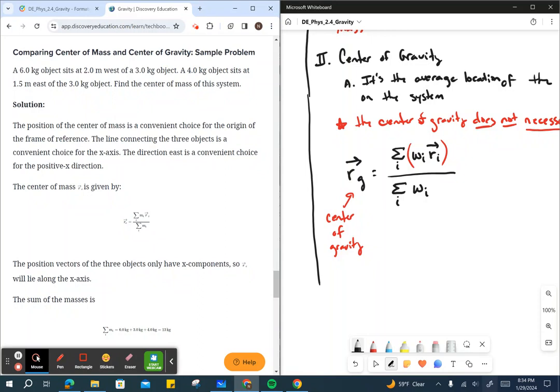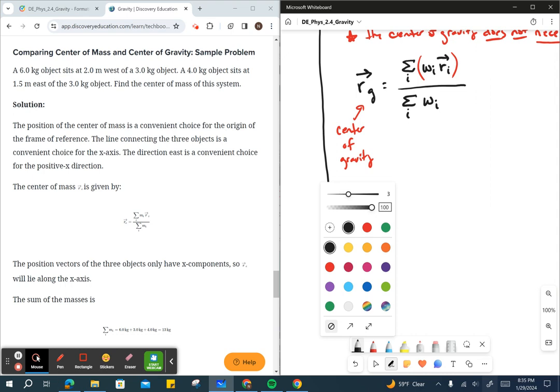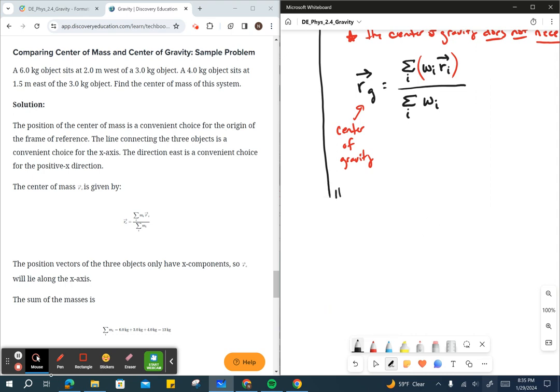So in this particular problem, comparing the centers of mass and the centers of gravity, they give you this. I'll go ahead and take the time to work through this problem with you guys. Okay, so Roman numeral 3. We have a sample problem. A 6-kilogram object sits at 2 meters west of a 3-kilogram object, and a 4-kilogram object sits at 1.5 meters east of the 3-kilogram object. Find the center of mass of the system.